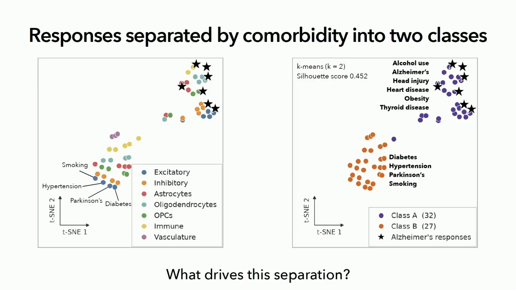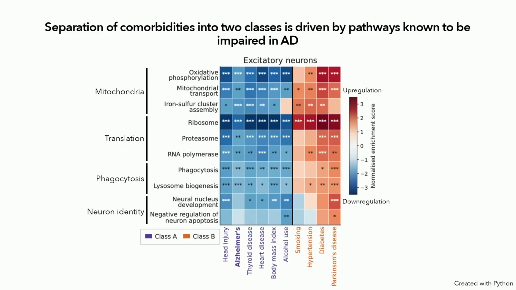And we observed that the separation was on the basis of comorbidity. So those 4 comorbidities on the bottom drive responses which we found landed in class B, while the other comorbidities drove responses which we found landed in class A. And to analyze what drives the separation, we looked at molecular pathways. Pathways are sets of genes with a shared function. Here, red indicates activation of a pathway, whereas blue indicates inactivation.